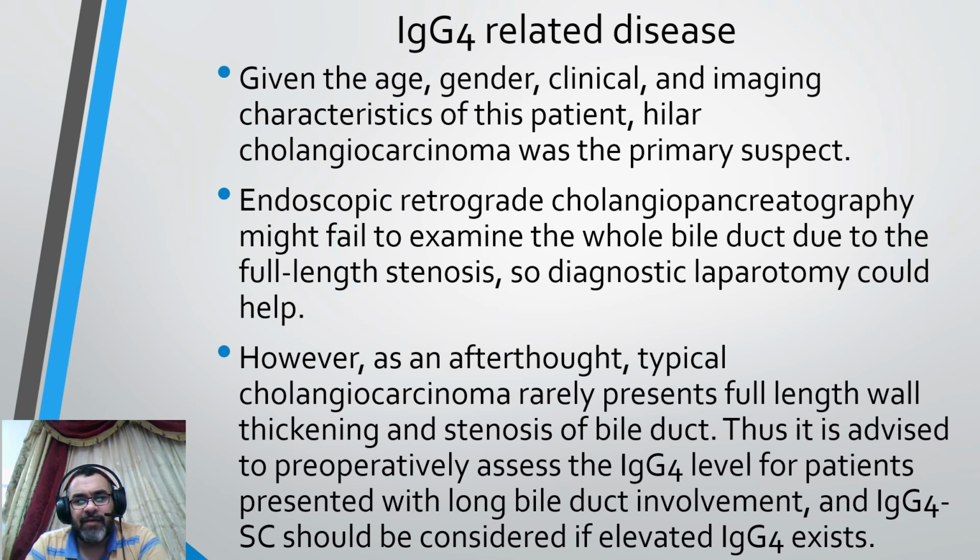However, as an afterthought, typical cholangiocarcinoma rarely presents with full-length wall thickening and stenosis of the bile duct. Thus, it is advised to preoperatively assess the IgG4 level for patients presenting with long bile duct involvement, and IgG4 sclerosing cholangitis should be considered if elevated IgG4 exists.